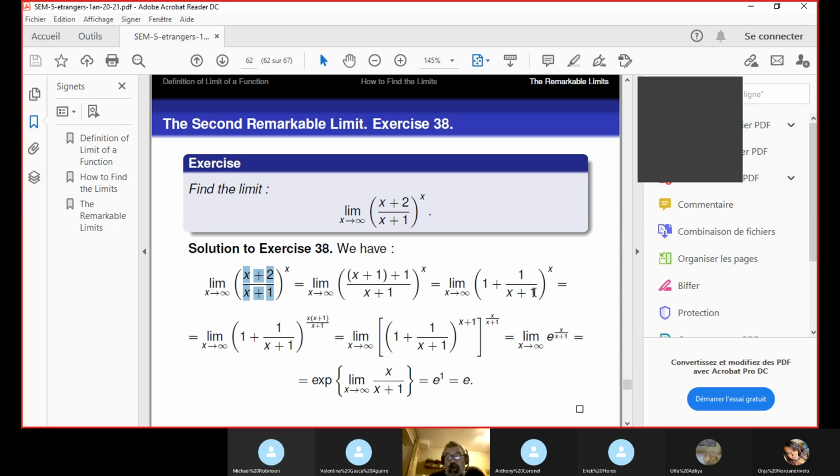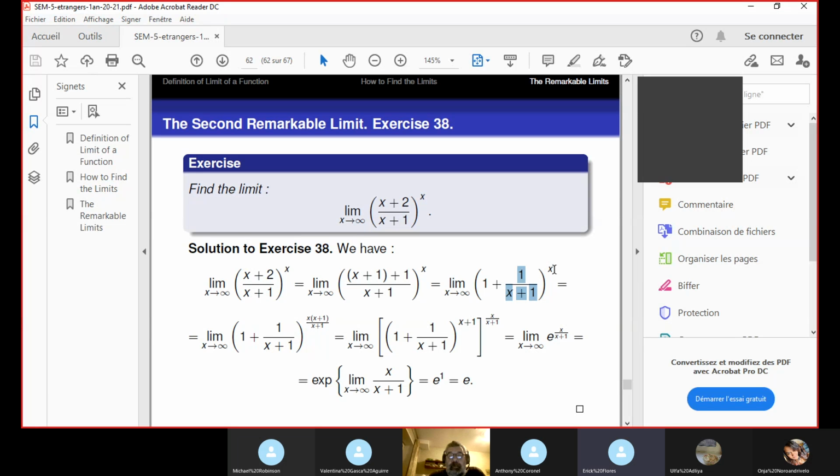As usual, we want to have a power of the same type as in the second term: 1 plus something, and the power has to be that something. So if 1 over something goes to 0, then we have the power of this something. Is it clear, or do I have to explain more clearly? Eric?